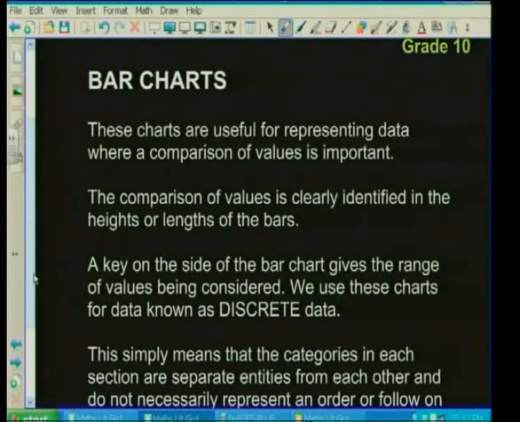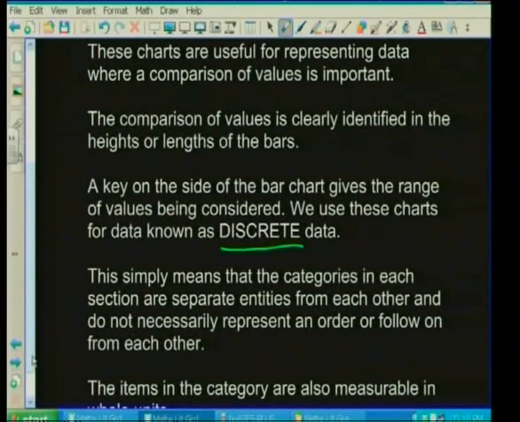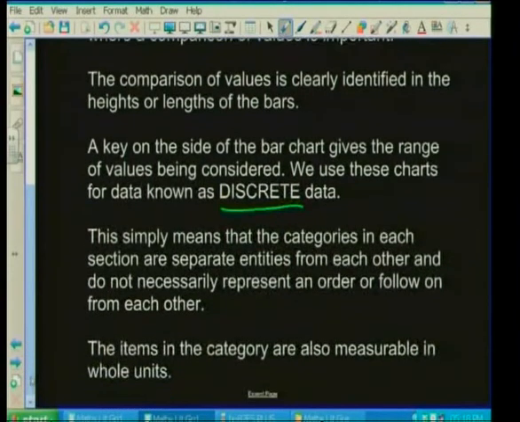Right, let's read about this. So, bar charts. These charts are useful for representing data where a comparison of values is important. The comparison of values is clearly identified in the heights or lengths of the bars. A key on the side of the bar chart gives the range of values being considered. We use these charts for data known as discrete data, and we'll talk about that just now. This simply means that the categories in each section are separate entities from each other and do not necessarily represent an order or follow on from each other. The items in the category are also measurable in whole units.